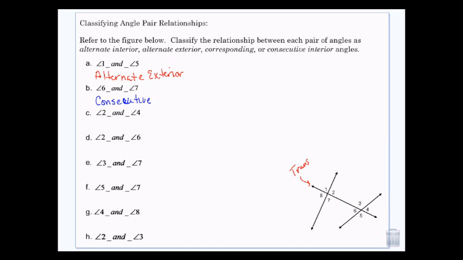Okay, if I look at 2 and 4, again, if I were to draw those kind of pretend boxes around here, do you see how they're in the same position in the box? Yeah. So those are corresponding.